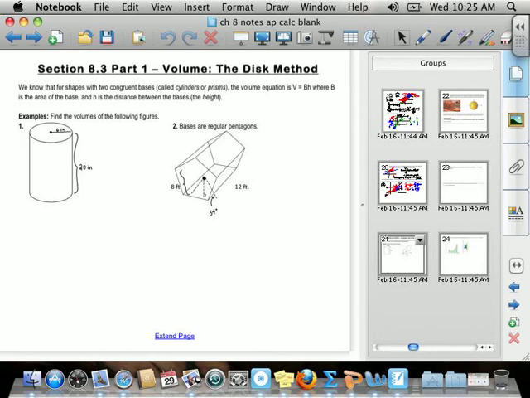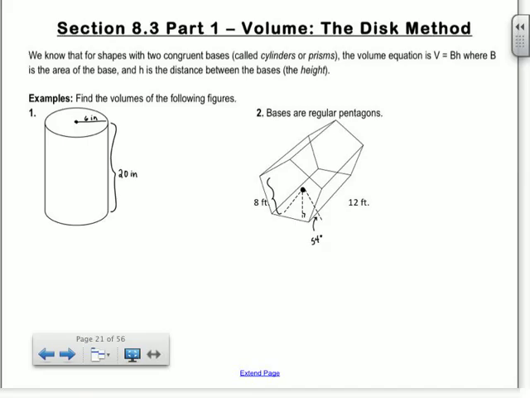All right, so the first one is what we call the disk method. So let's go back to geometry. How do we find the volume of something like number 1? Area of the base times the height, right? So hopefully you guys remember that it was always V equals big B times H, so area of the base times the height.